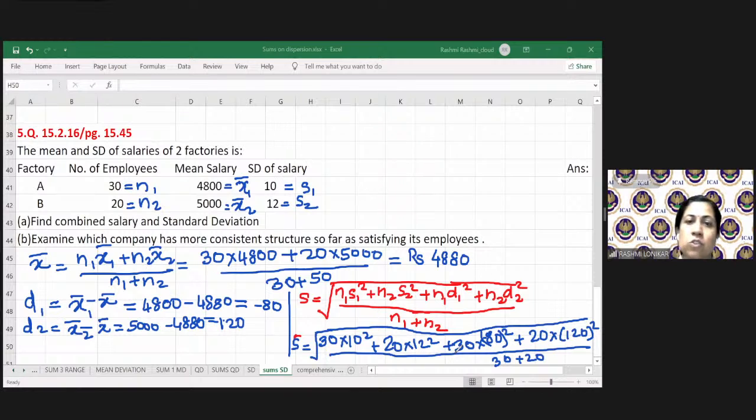Just solve this, you will get the combined standard deviation. This is how you will find the combined standard deviation. Now let me tell you about the consistency. I hope this you have got.